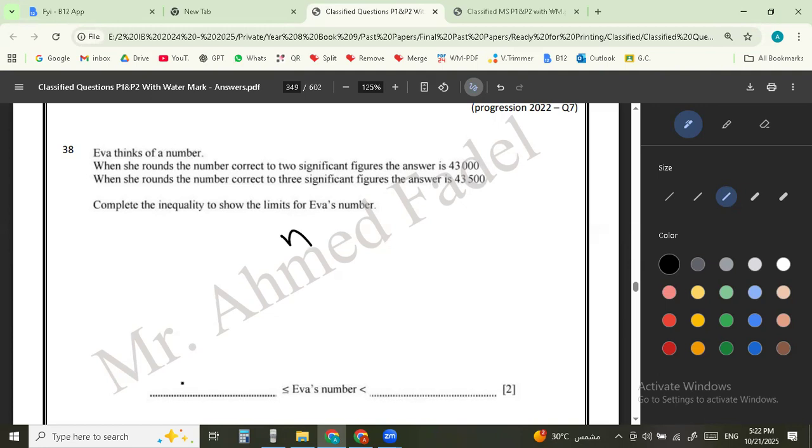And here, to find the lower and the upper bound of the first information that they gave you: she rounds the number correct to two significant figures, so the answer is 43,000. What is the lower and the upper bound? The two significant figures is the nearest thousand. So minus 500, add 500. Minus 500 is 42,500. Add 500, 43,500.